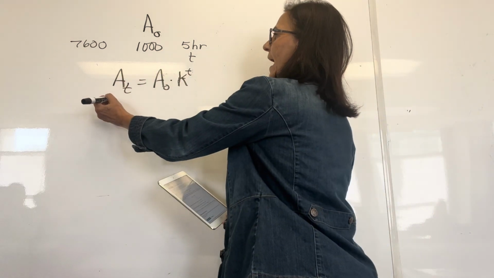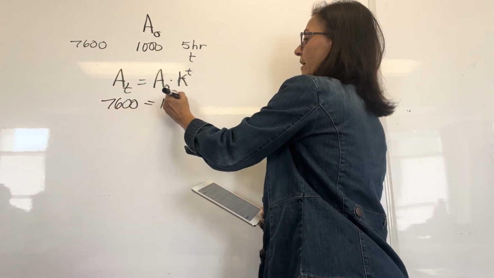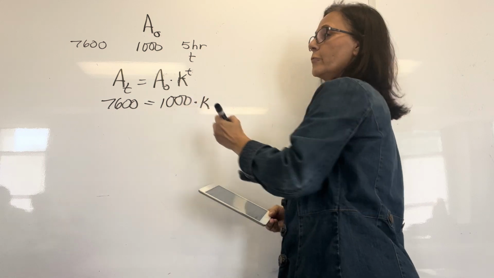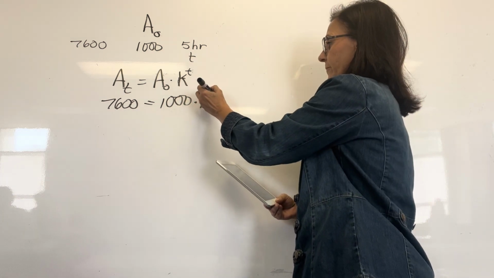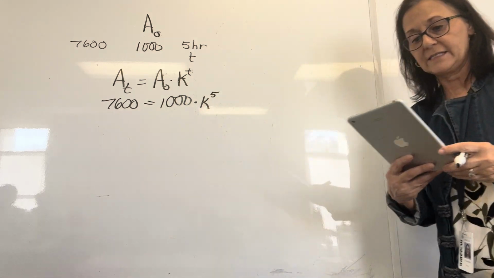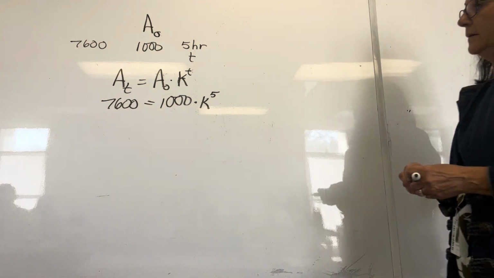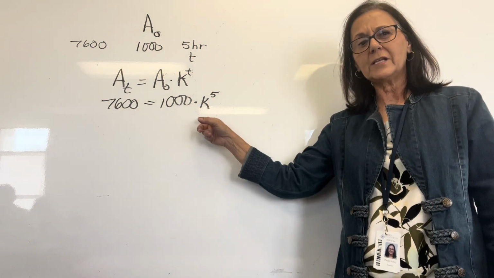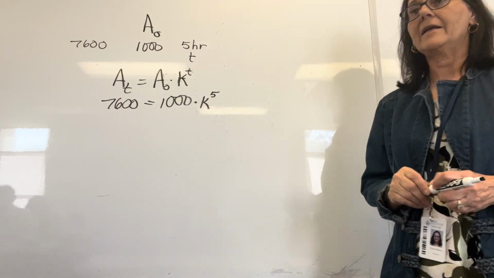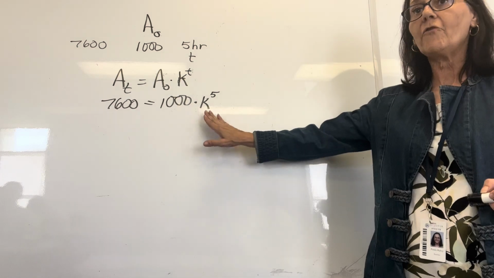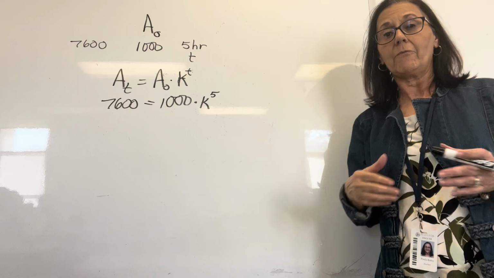All right, so now we have this 7,600 equals 1,000. We don't know the rate it's growing, but we know it's to the 5th power. That's the time. And this textbook uses A, but I'm telling you, most textbooks use K for the rate at which bacteria is growing. Okay, just solve for K. So let's solve for the rate at which it is growing. So K represents that rate at which it's growing.